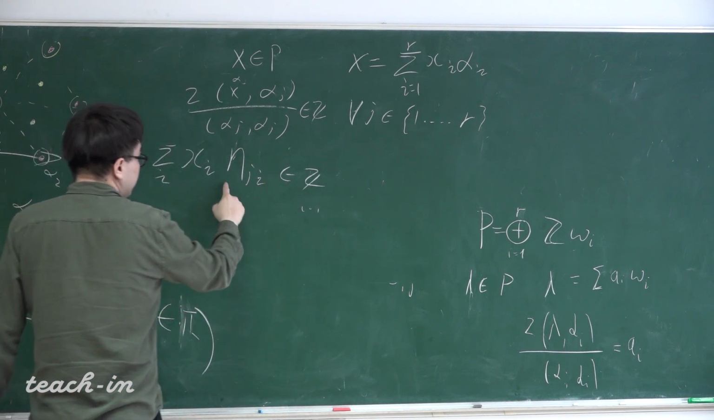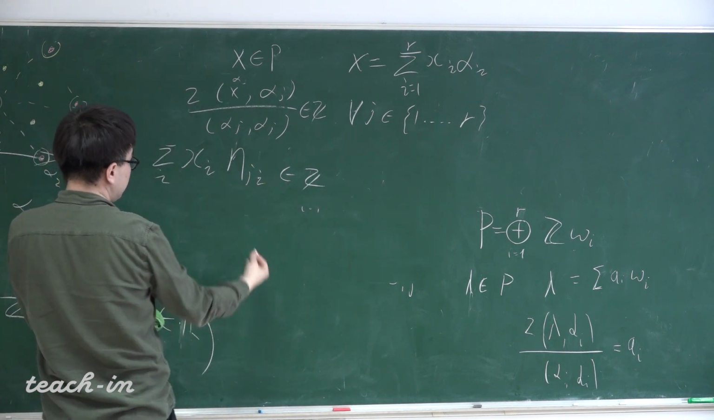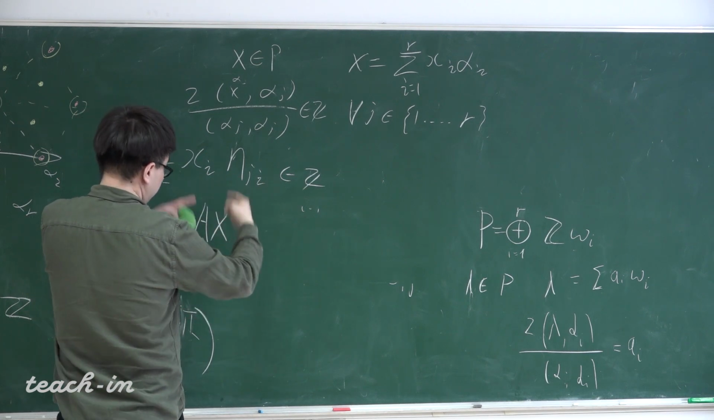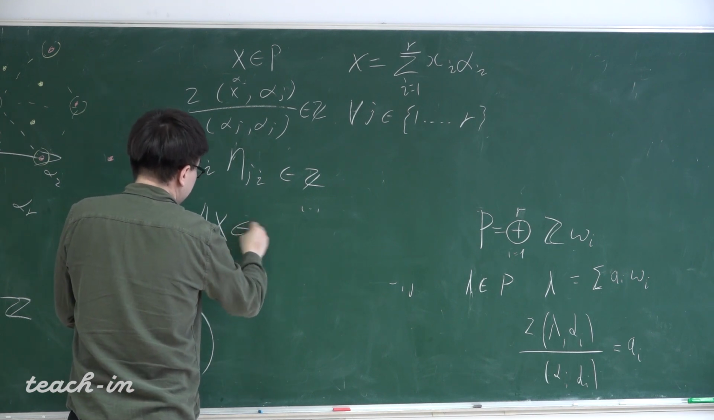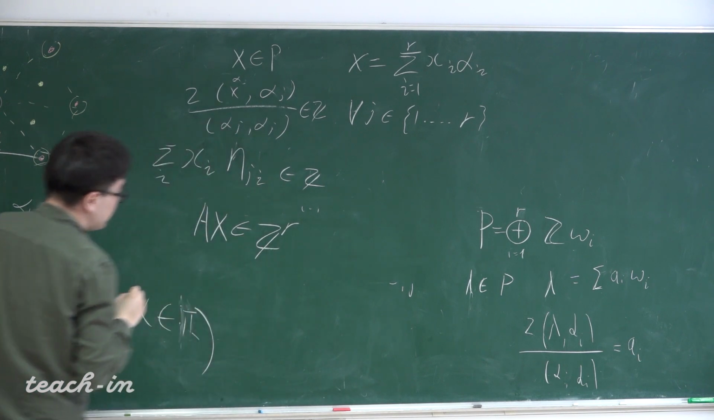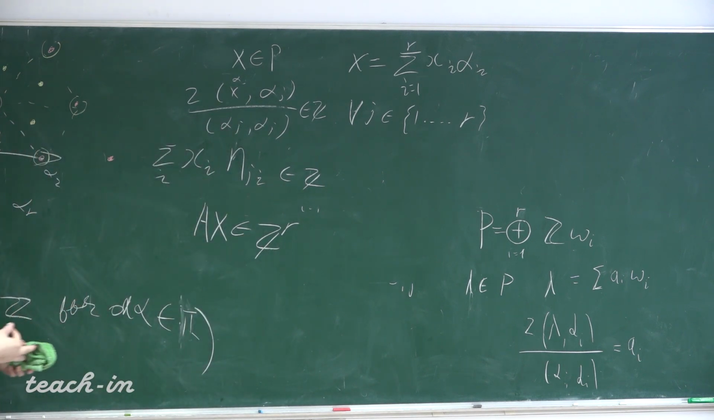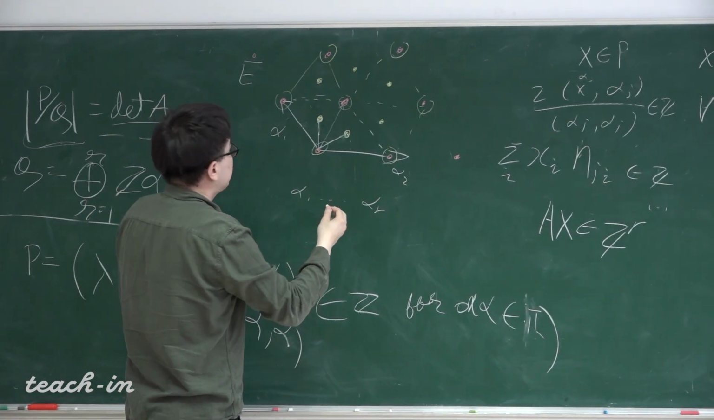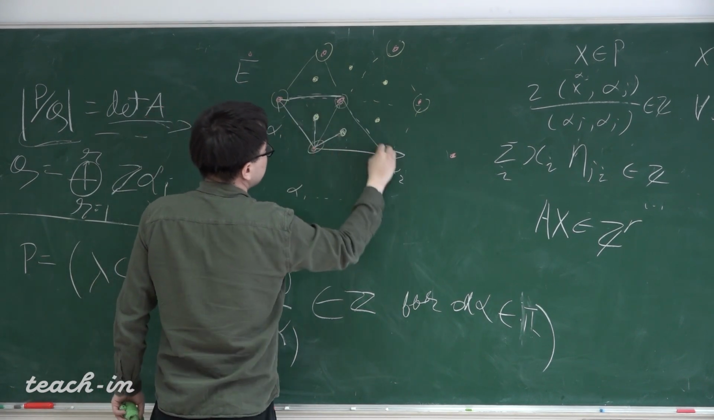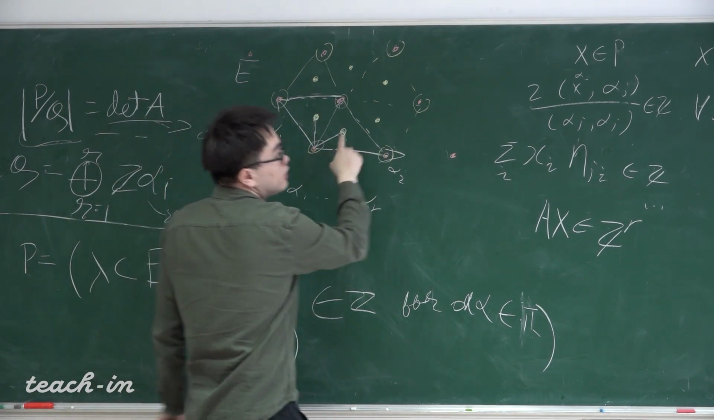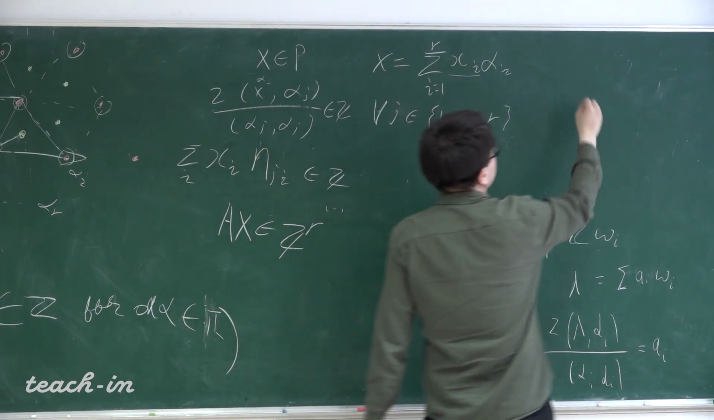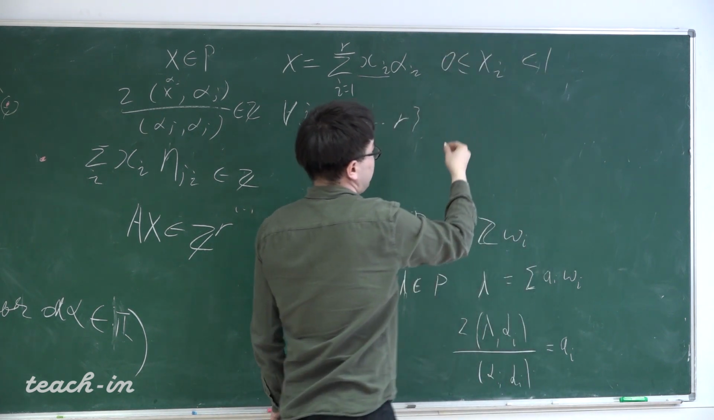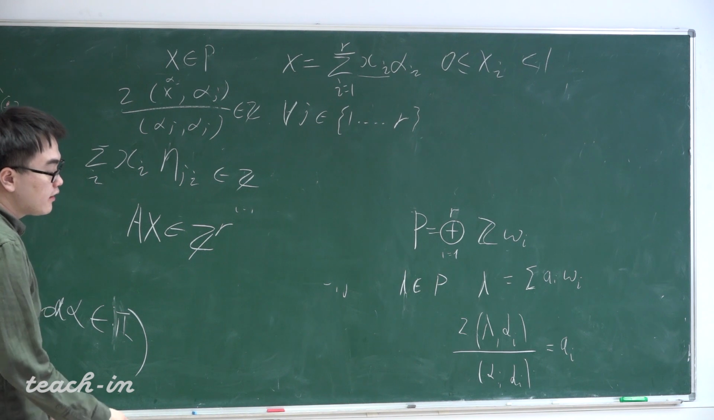So it means if we write it in matrix form, we get this times this matrix times the vector, and it belongs to Z^r. And we need a quotient here, so we must restrict everything to this box. What does it mean? It means all the x_i should satisfy this condition.